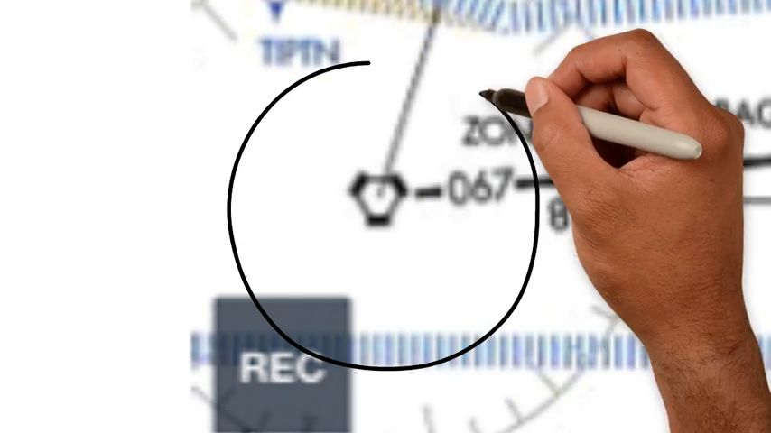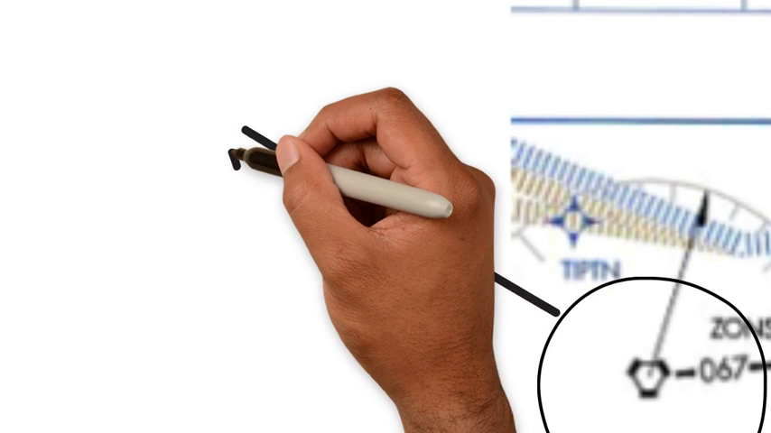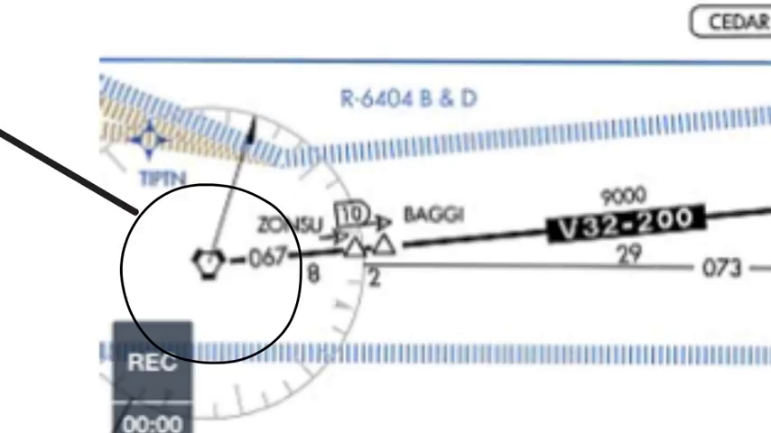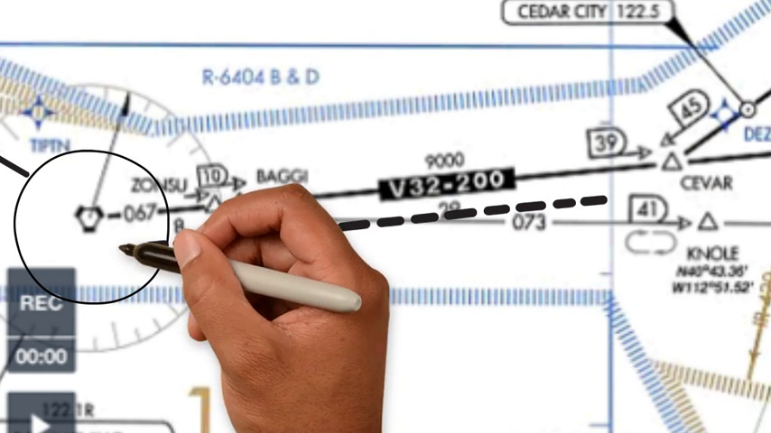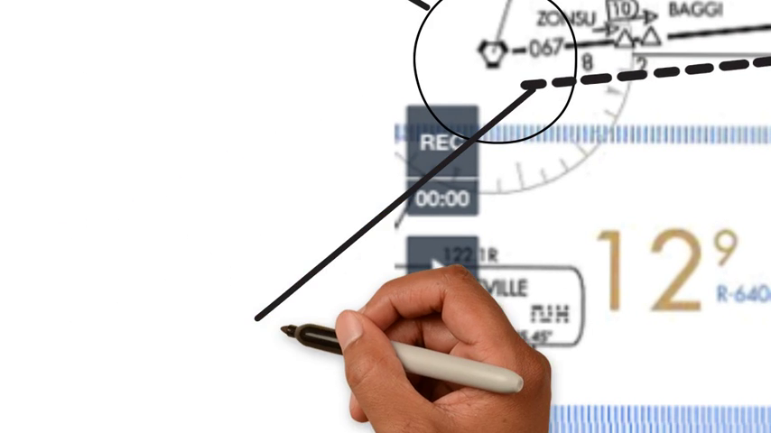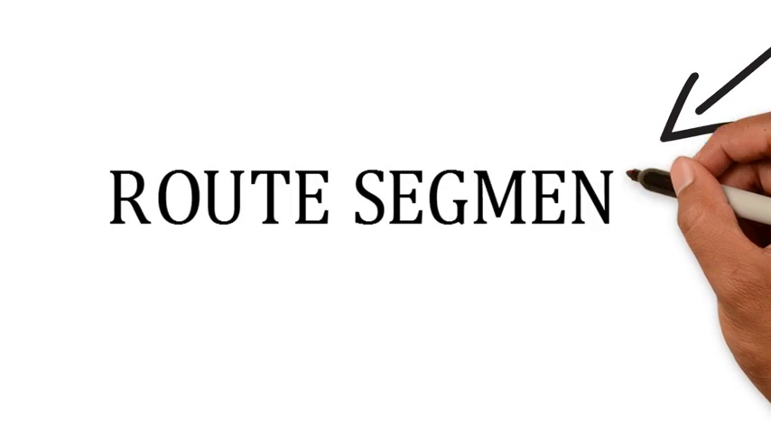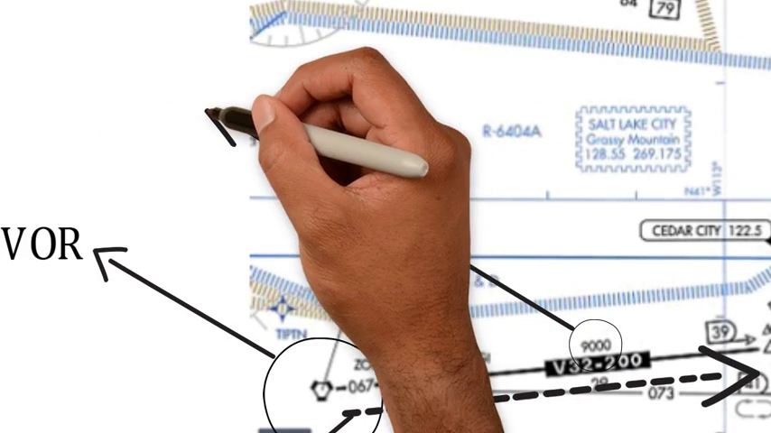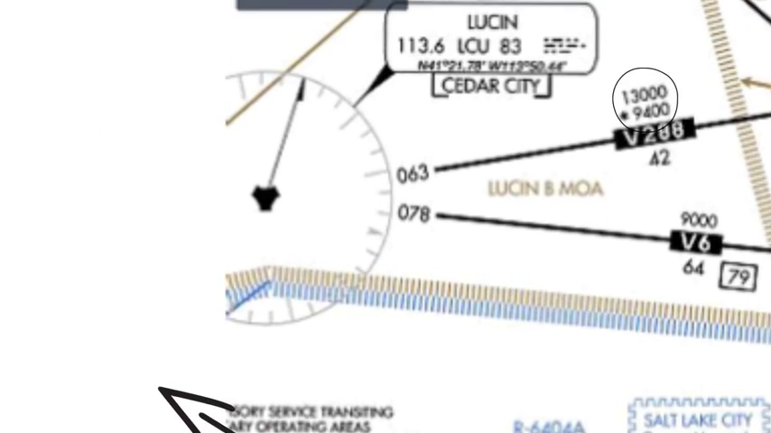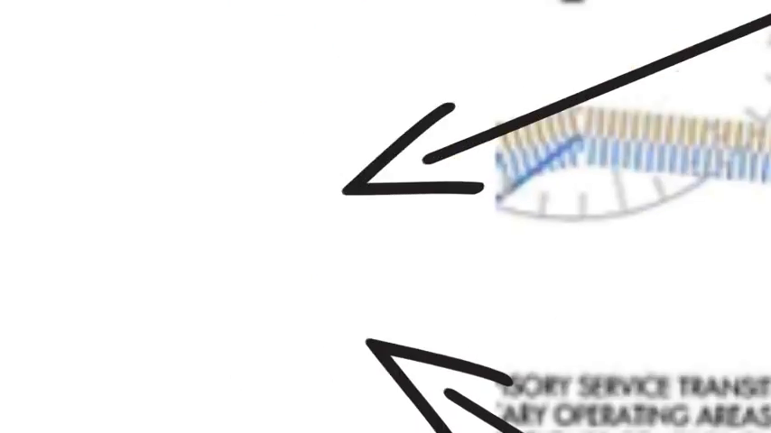So if we look at our map here, some basic symbology. First thing we're going to circle is a VOR. So this is what VORs look like. Next, just to demonstrate, our dash arrow here is the route segment, so from VOR to VOR or VOR to a waypoint. And then the last thing we're going to circle here on this map are the top numbers along each route. These are the MEAs. So these top numbers along the route segments, these are the minimum en route altitudes.